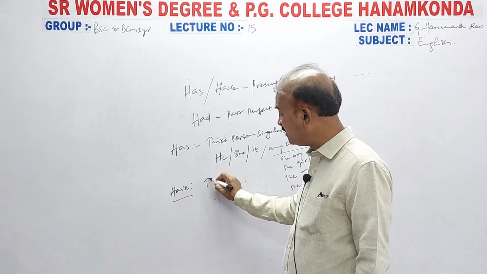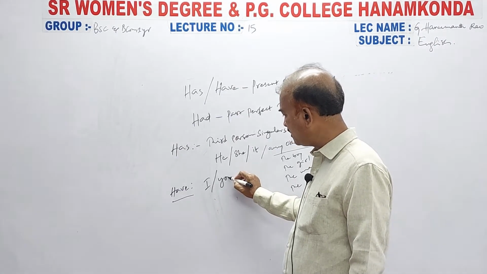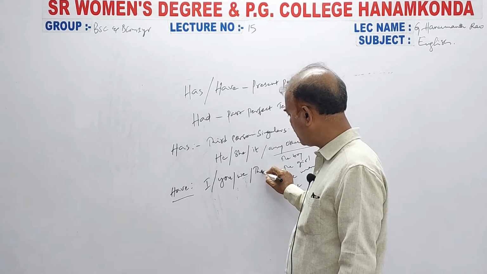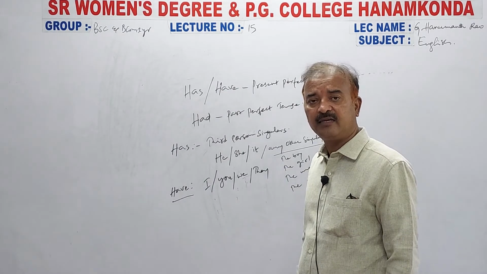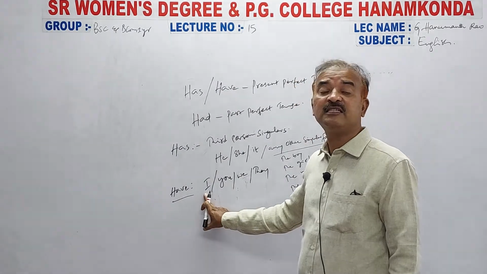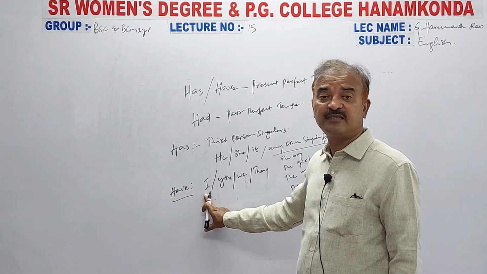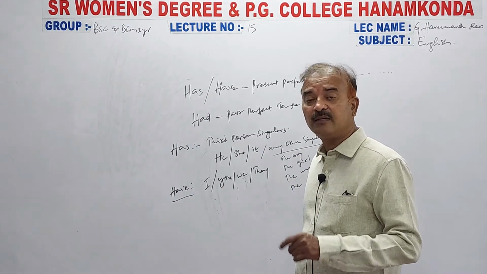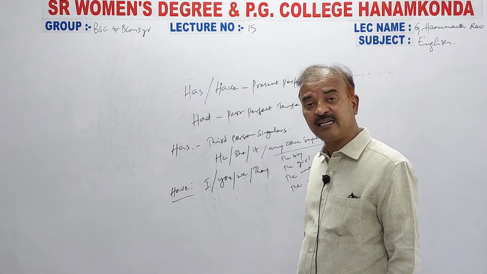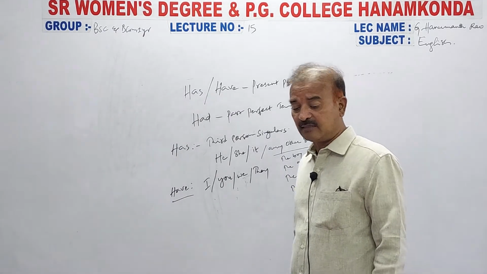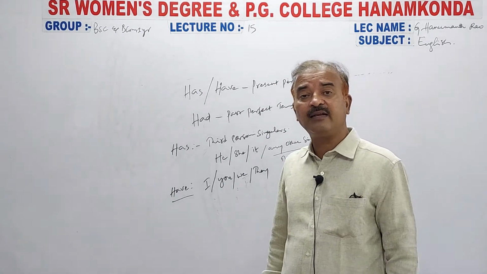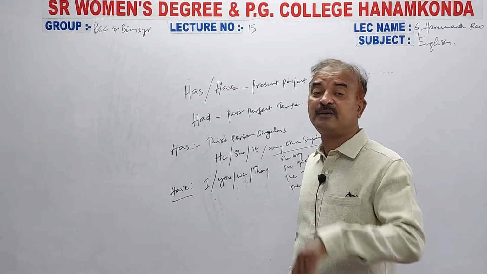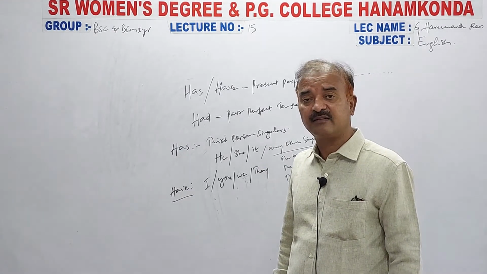Have is used for I, you, we, they. I is first person singular. You, this is both singular and plural. Second person singular and second person plural. Because you can be used to address a single person, or can be used to address more than one person, irrespective of the number.